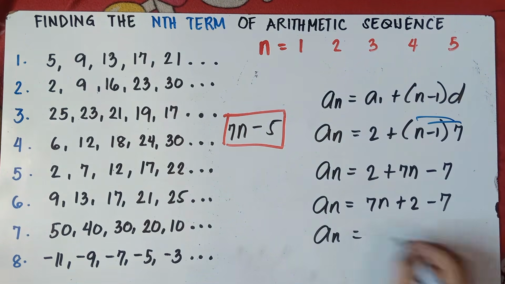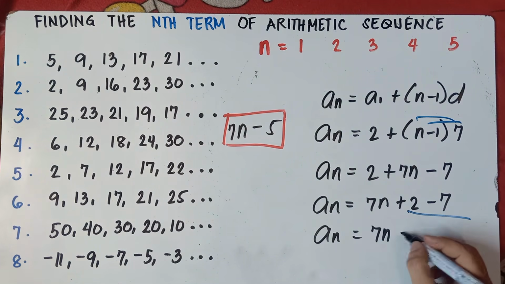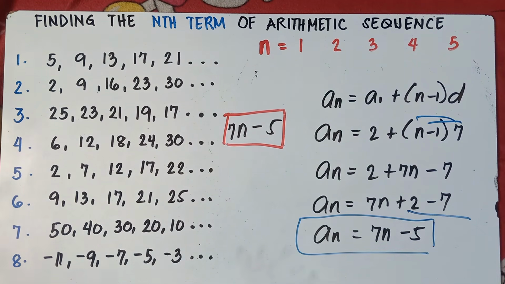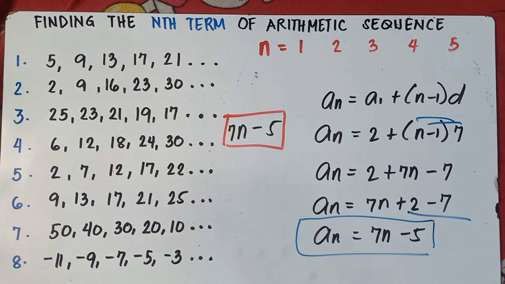Then combine like terms. Combine this one. So we have 7n, 2 minus 7, that's negative 5. You will get the same answer. So it depends on you, class. Which do you prefer? You can use this one or you can do it manually. Alright, let's try number 3.